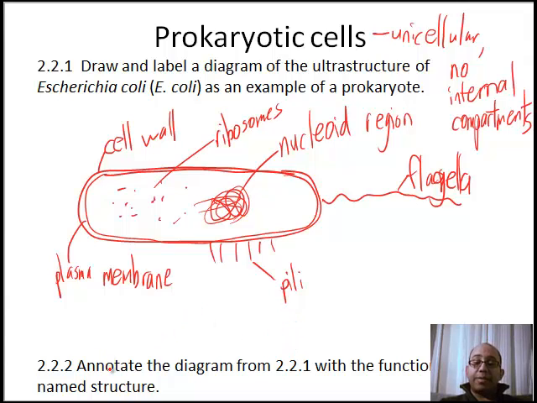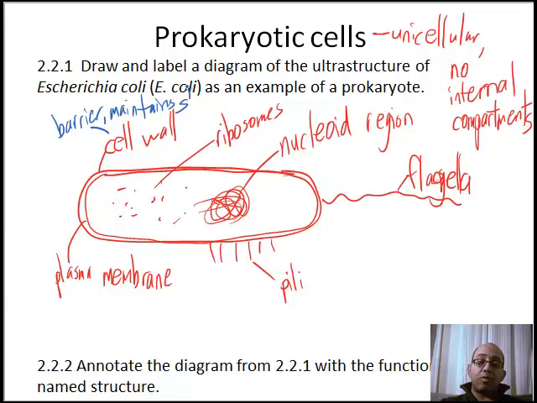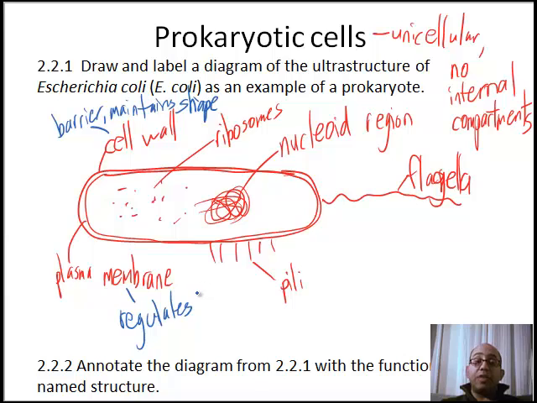The second assessment statement states that you have to annotate the diagram from 2.2.1 with the functions of each named structure. So, first we have the cell wall. It is the barrier to the outside of the cell, and it maintains the shape of the cell. The plasma membrane regulates movement of materials into and out of the cell.